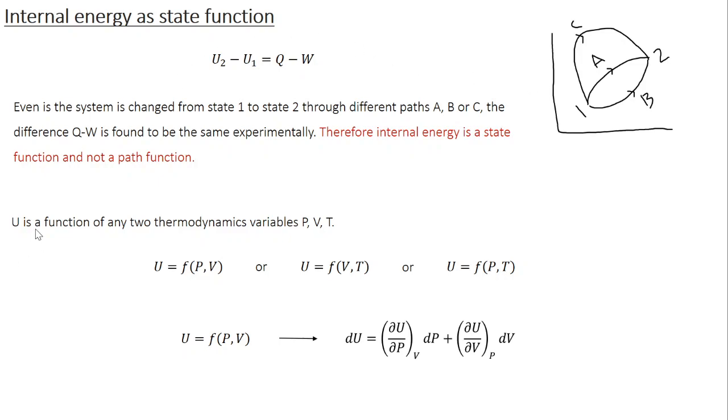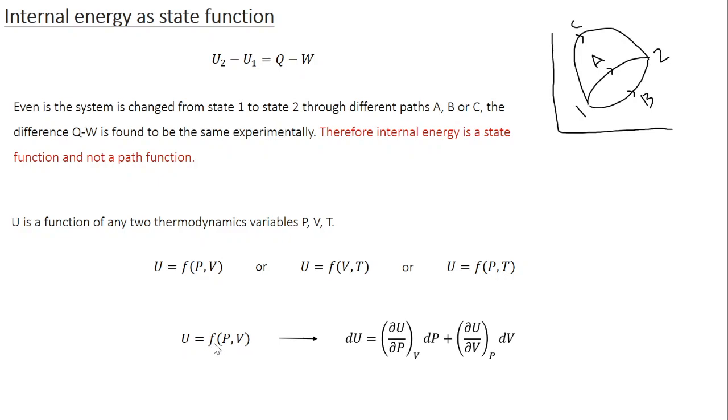And typically the internal energy can be represented as a function of any of the two thermodynamic variables. So as I said in the previous class, we have three major thermodynamic variables, P, V and T. So you can either define internal energy as a function of P and V, or V and T, or alternatively P and T.